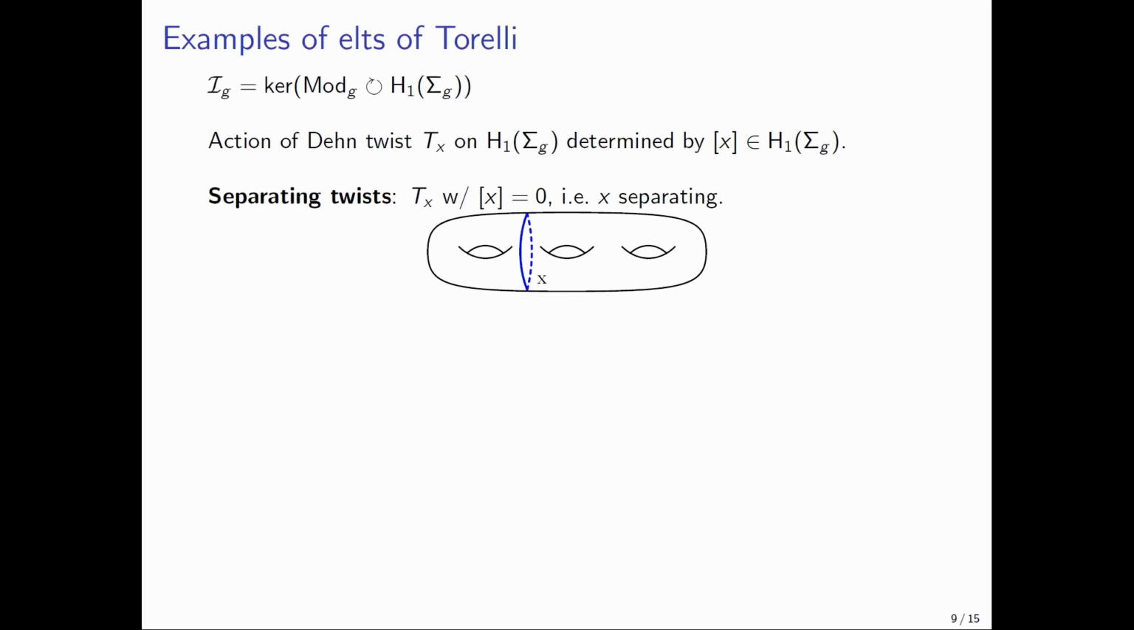So for instance, if X is a null homologous curve, a curve that's 0 in homology, then the Dehn twist about it is going to be in the Torelli group. We call these separating twists, because remember, a curve X is null homologous means it bounds a subsurface. Simple closed curve. So here's an example of one of those right there.